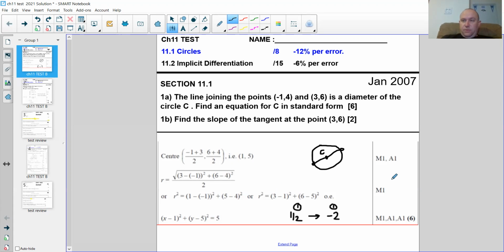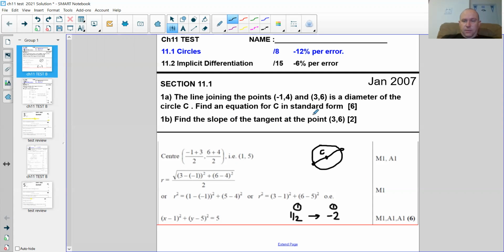And then once we have those, it's knowing what we do with each of those numbers. It's doing the opposite for the center. So instead of 1, it's x minus 1 squared. Instead of 5, it would be y minus 5 squared. And the distance turned out to be the square root of 5. As we're trying to find r squared, then it would just equal 5. And that's where the 6 points came from for this first question.